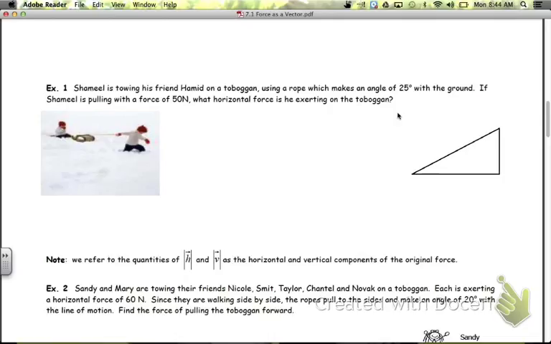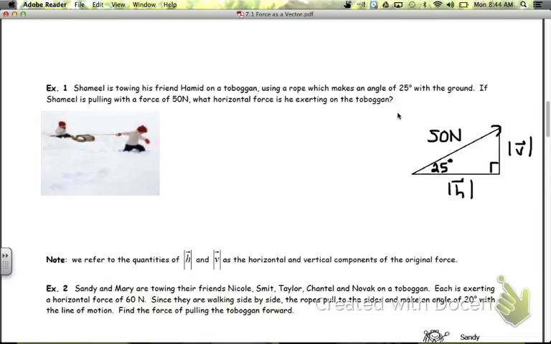So we can actually go ahead and label what we know. We know here that this is 25 degrees. We assume that this creates a 90-degree triangle. And since Shamal is towing his friend on the toboggan, and he's using a rope that makes this angle, we're talking about this force here, which is actually given to us as 50 newtons. Now it's asking for the horizontal force which he's exerting on the toboggan. So here is our horizontal force, and this would be our vertical force.